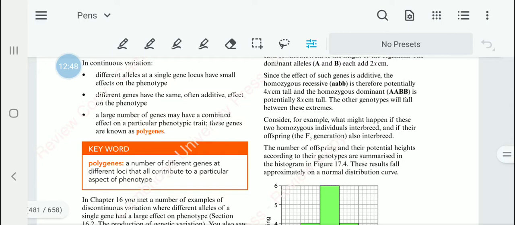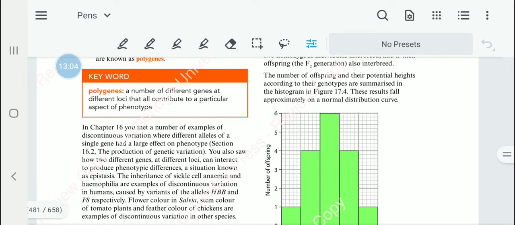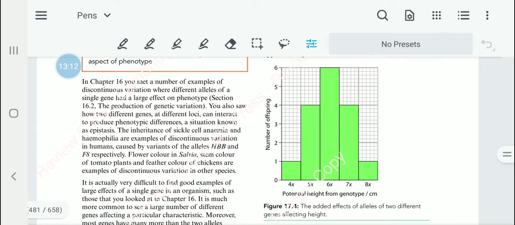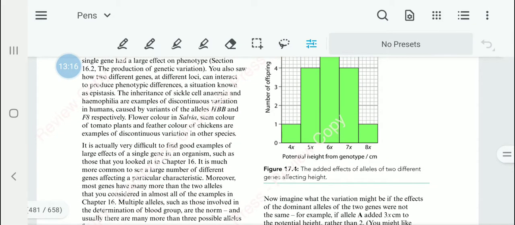Now, if two homozygous individuals of this category interbreed, and if their offspring, the F2 generation, also interbreed, then the genotypes of the resulting generation can be categorized according to this histogram. So that means the added effects, as you can see.